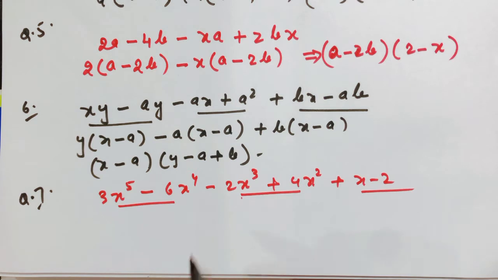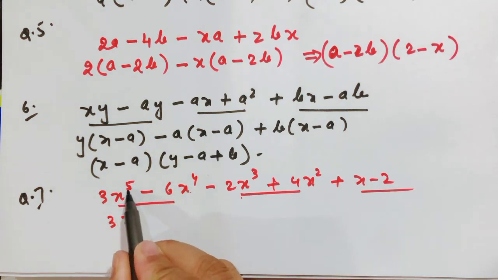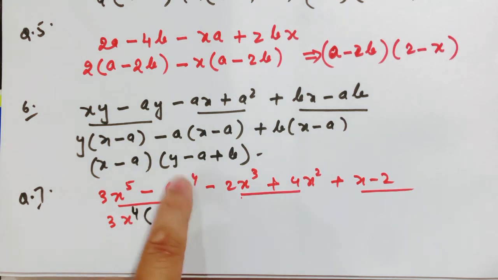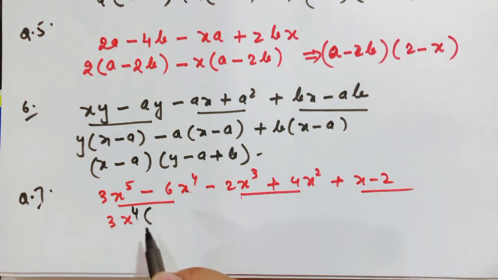In 3x to the power 5 and 6x to the power 4, in 3 and 6, what will be the HCF? 3. And in x to the power 5 and x to the power 4, x to the power 4, because it has the lowest power. So when two terms are given, having exponents, we take the term with the lower exponent. So I will have to divide each of them by 3x to the power 4.